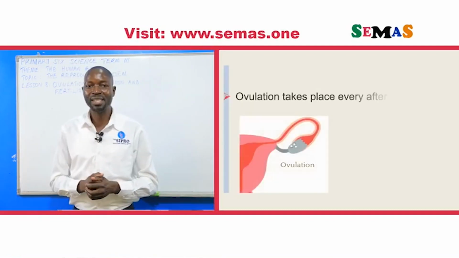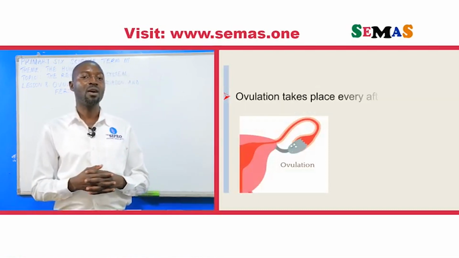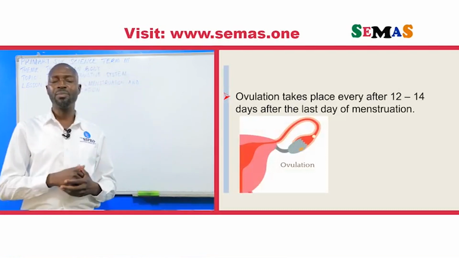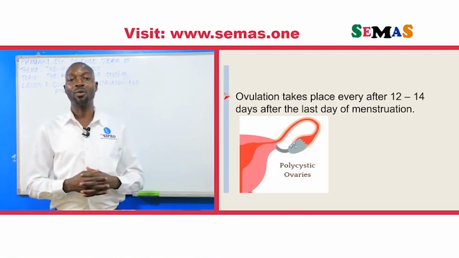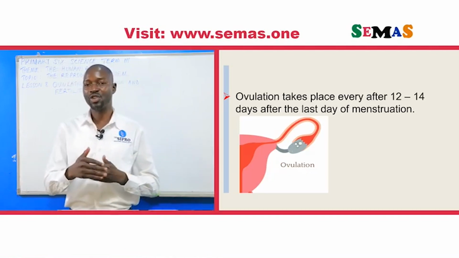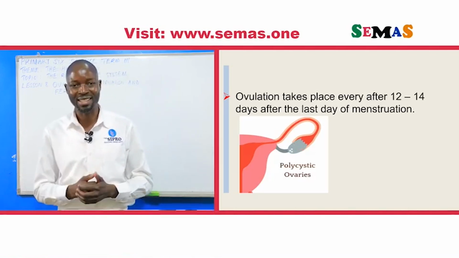The ovulation process takes place every 12 to 14 days from the day of the last menstruation. So it depends from one individual to another. There are those who have shorter days and then there are those who have longer days.